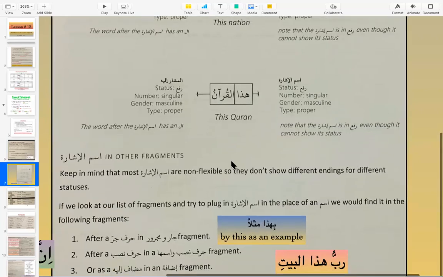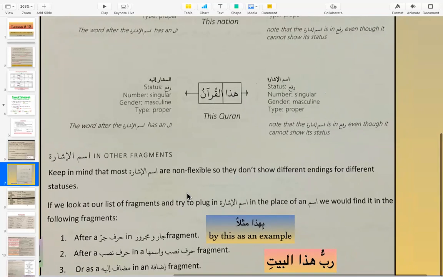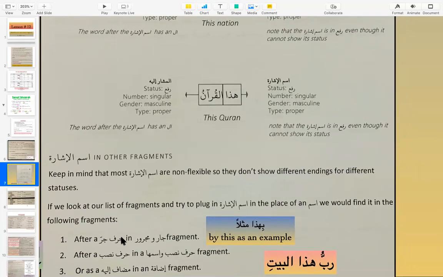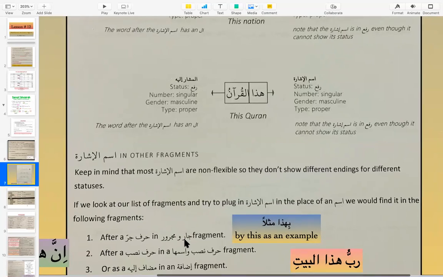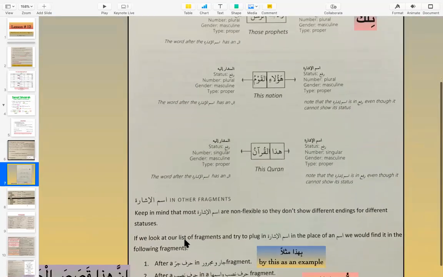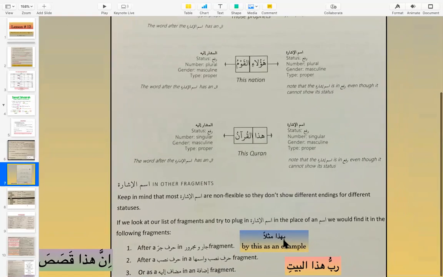Okay, now ismul ishara in other fragments, what can happen? Something can come before them, right? Because they are ism, some harfu jar or harfu nasab can come. So let's see what happens then. After a harfu jar comes before our ismul ishara.